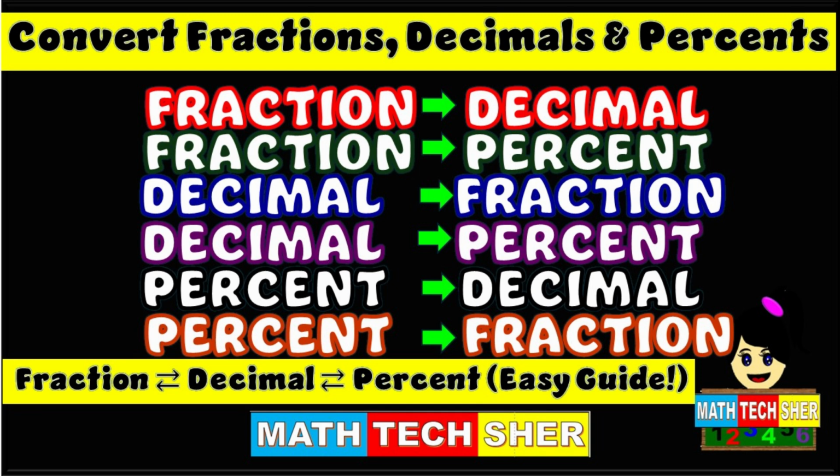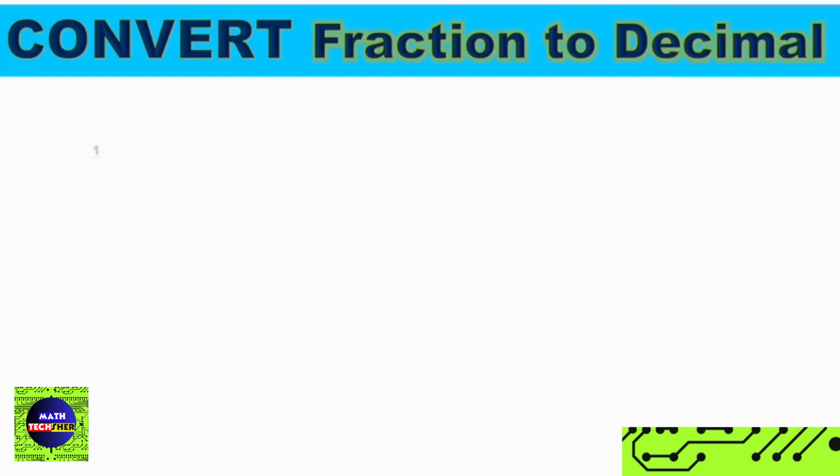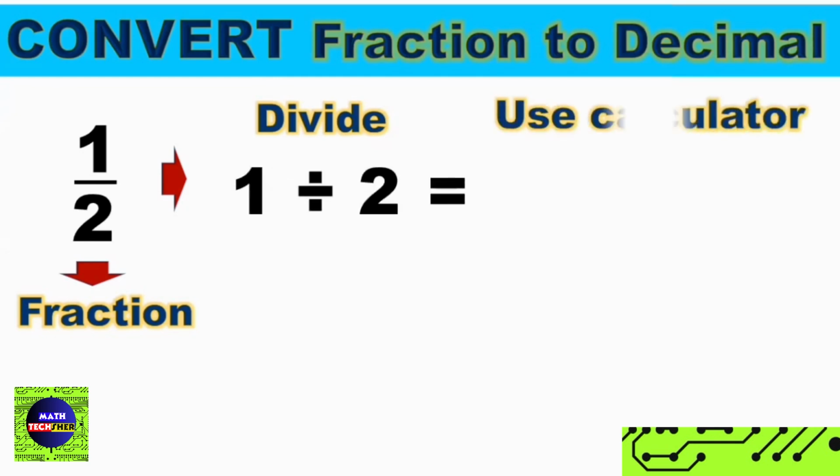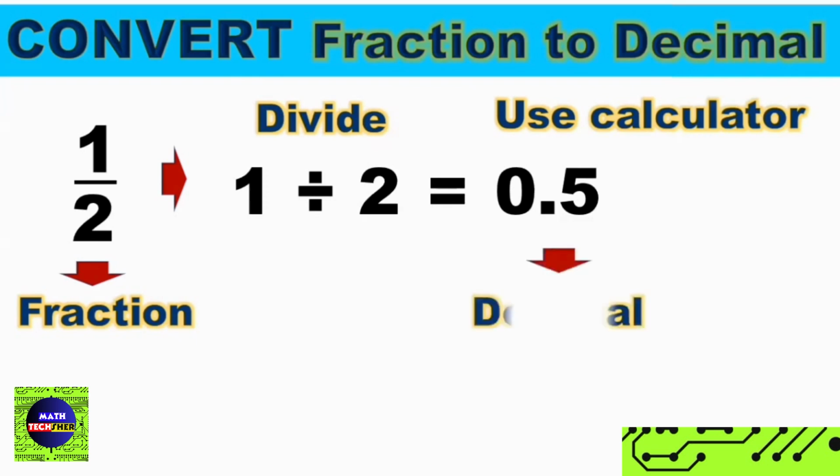Okay, so let's start with how to convert fraction to decimal. We have an example number 1. We have 1 half or 1 over 2. 1 half is a fraction. Okay, the first step is to divide 1 divided by 2. So 1 divided by 2 using the calculator, it is equal to 0.5. 0.5 now is what we call the decimal.